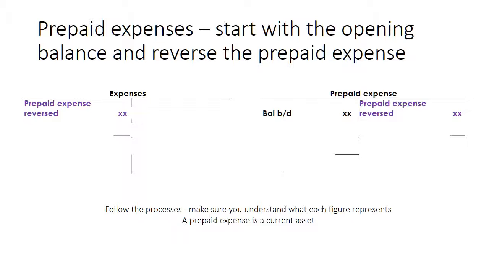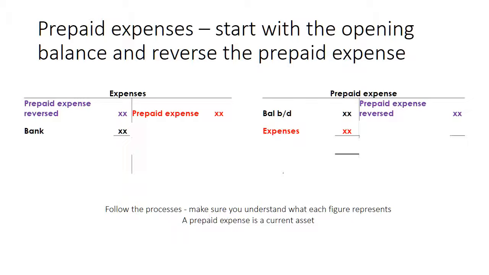Next, then we'll deal with the events during the year, so the bank. So we're going to debit expense with any expenses we pay out to the bank and credit bank. Next, then we'll deal with any prepayments at the end of the year. So we're going to credit expense, debit prepaid expense.